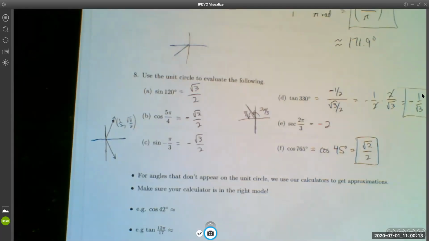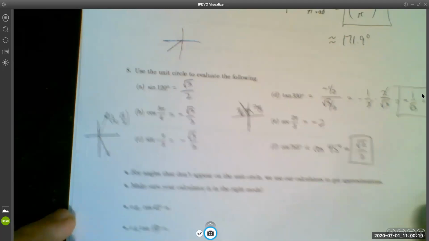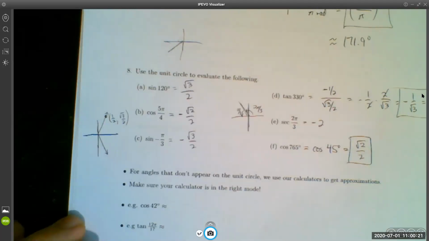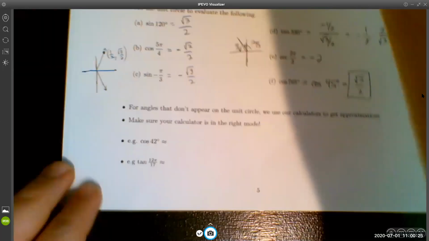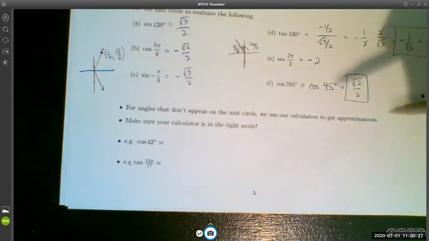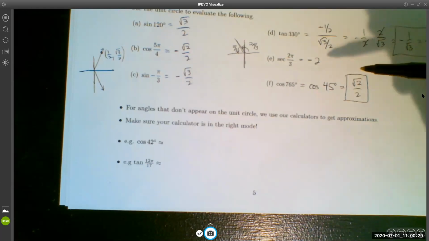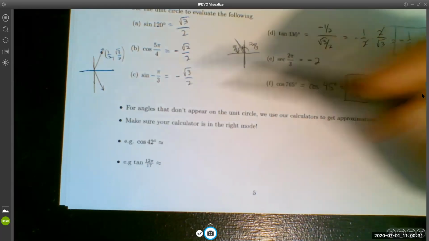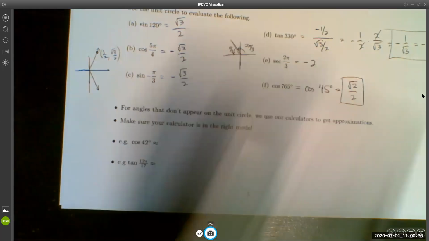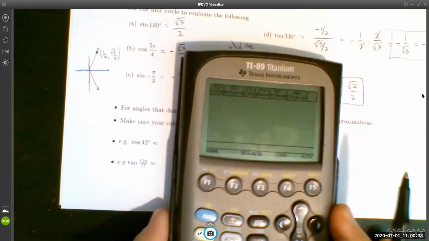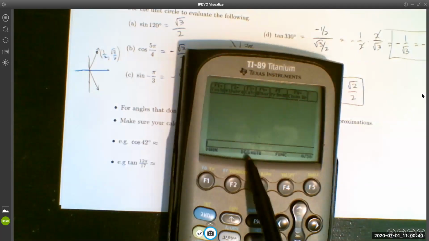That's how we use the unit circle to find trig functions of angles. Now, what if the angle that you're given is not one of the special angles that falls on the unit circle, so you don't have it memorized? Well, in that case, of course, you're just going to have to use your calculator, right? So for example, cosine 42 degrees. We don't have 42 degrees memorized, so we use our calculator. Make sure your calculator is in the correct mode. Mine is in degree mode currently, and that's good because I want cosine of 42 degrees. So I'm just going to do cosine of 42.